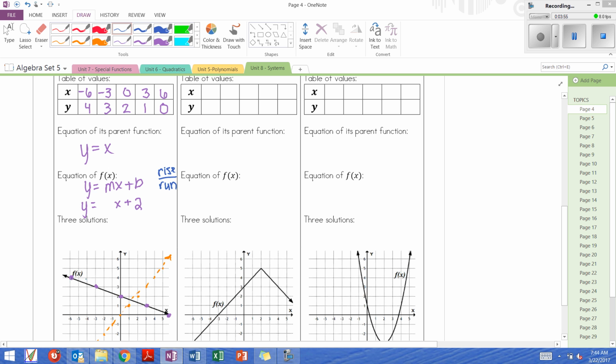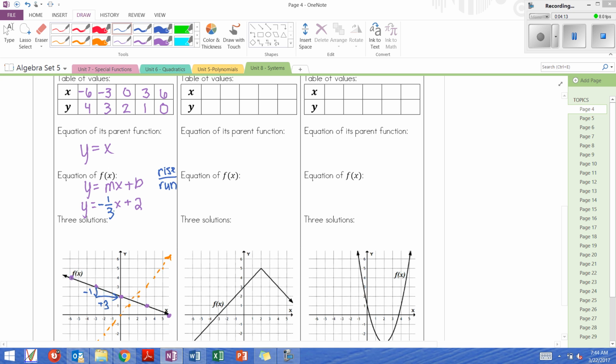Again, we read a graph like we read a book. So down 1, to the right 3. My slope is -1/3. And 3 solutions. Well, what are solutions?